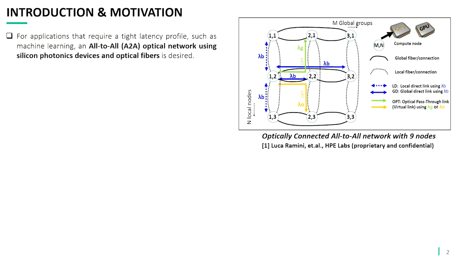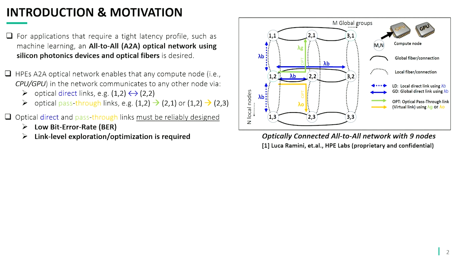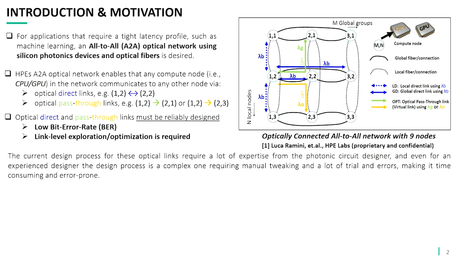And so this is why HP Labs has been focusing on these optically connected all-to-all networks. In the picture on the right-hand side, you can see one such network that has 9 nodes. And the key thing about these networks is that any compute node here, which can be either a CPU or a GPU, can connect to any other node in the network via a direct optical fiber link or a pass-through optical fiber link. Now you can easily imagine that the performance of the network critically depends on these links. And so being able to reliably design these links is very important.